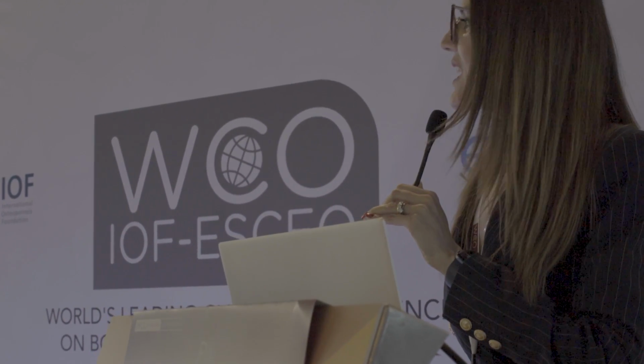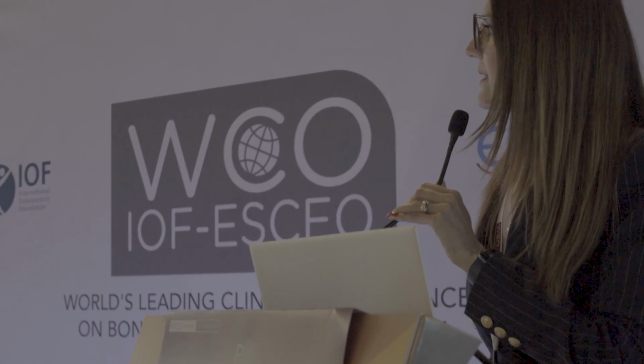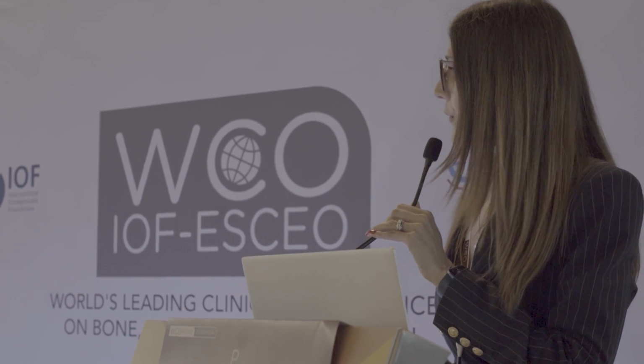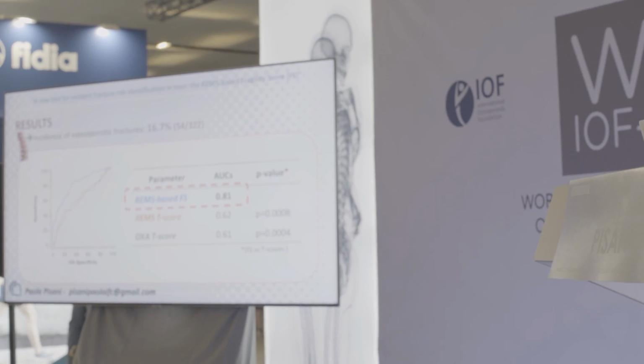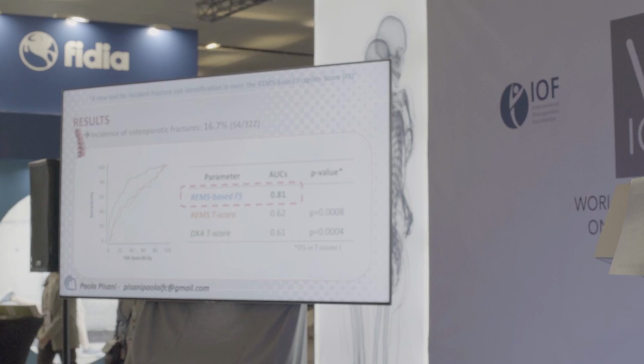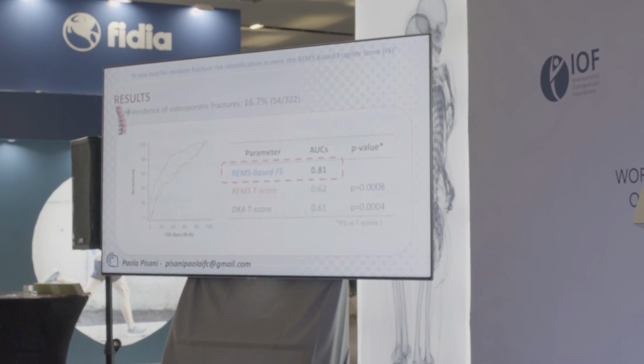The ROC curve analysis showed that an AUC of 0.81 was associated to REMS-based fragility score. It is significantly higher than that shown for REMS and DEXA T-score, that was 0.62 and 0.61 respectively. This data confirms the capability of fragility score to effectively prevent the occurrence of fractures.